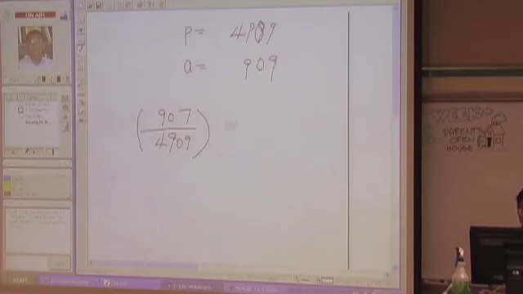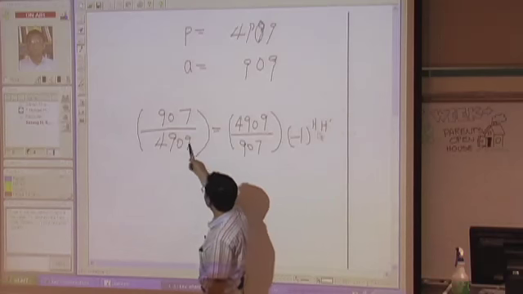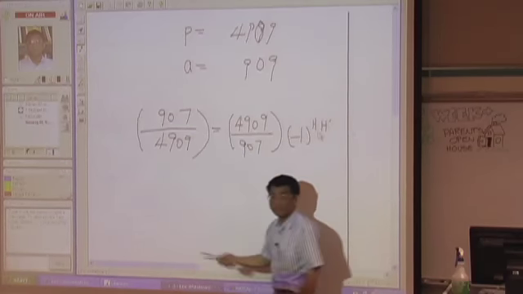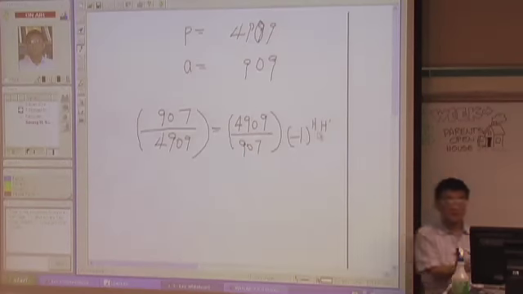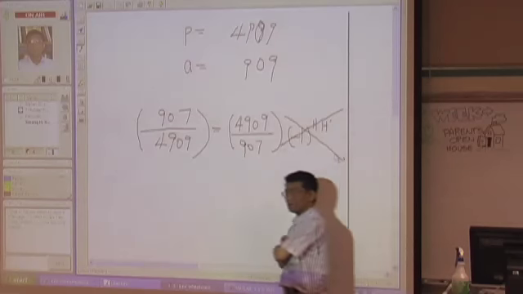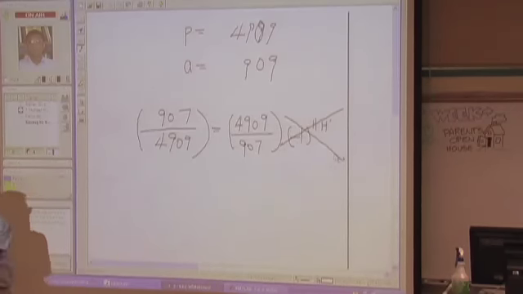So I will use reciprocity. Then 4909, 907, and minus 1 to the power of half times half, right? So we are multiplying the halves. And as you can see, if you subtract 1, this is 8. 8 divided by 2 is even. Once the power is even, this is 1. Gone. If you don't understand, ask me. I will show you all the details.